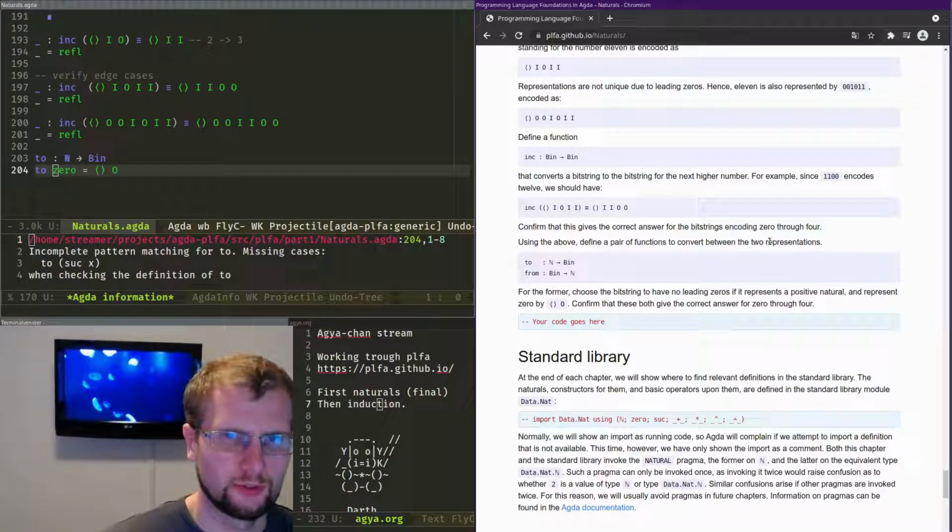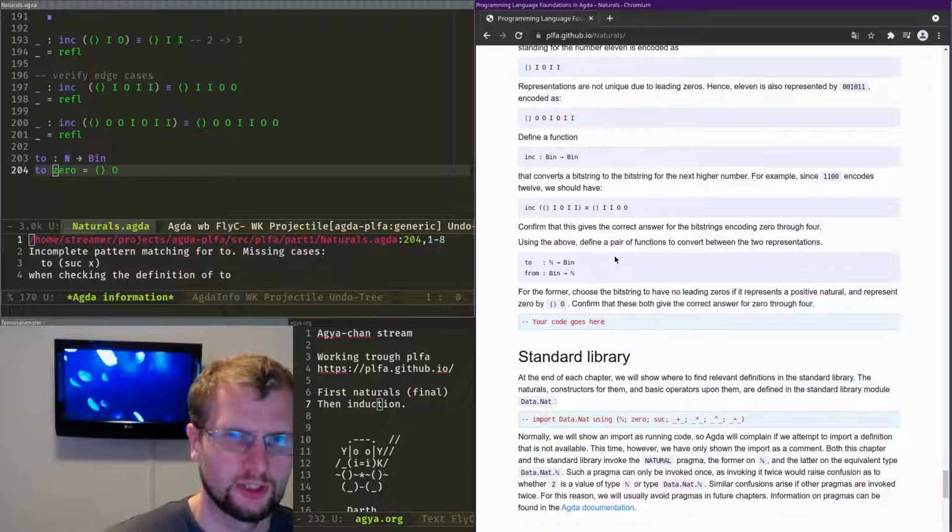Give for the following, using the above, we can define a pair of functions to convert between two representations. Choose the bit string leading zeros. Both is the correct answer from 0 to 4.